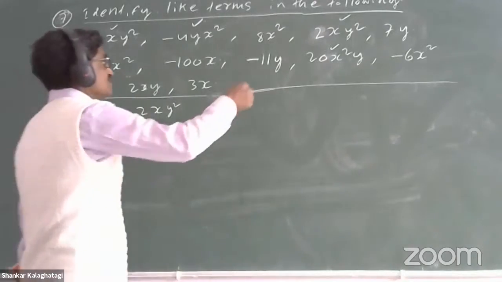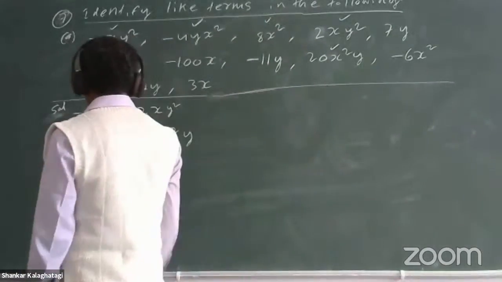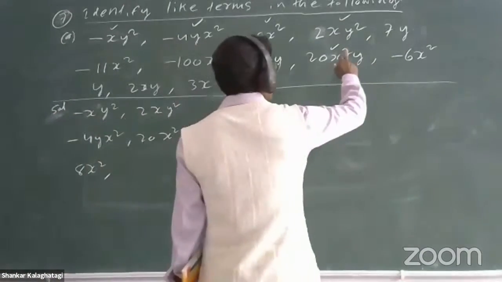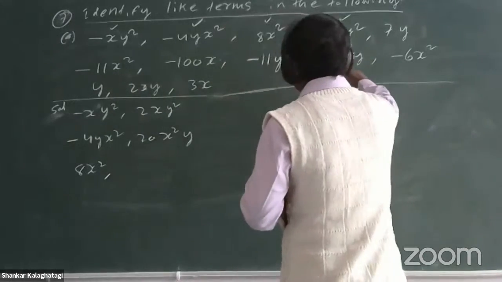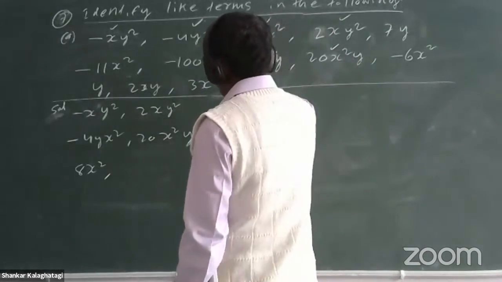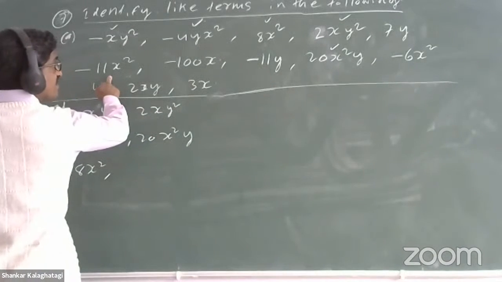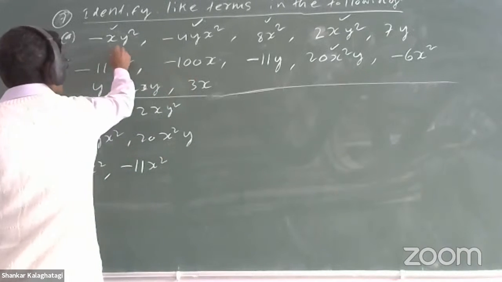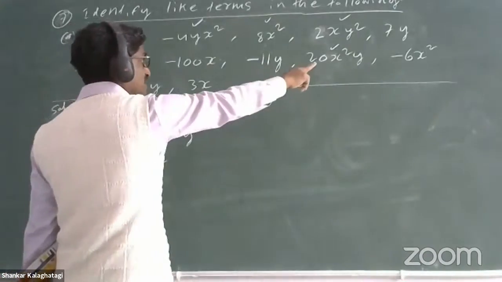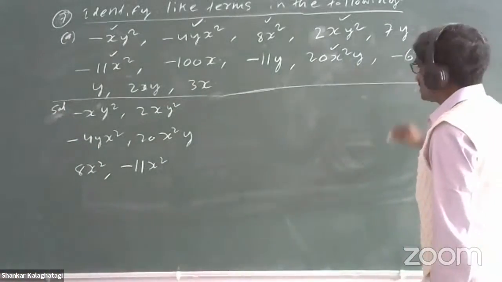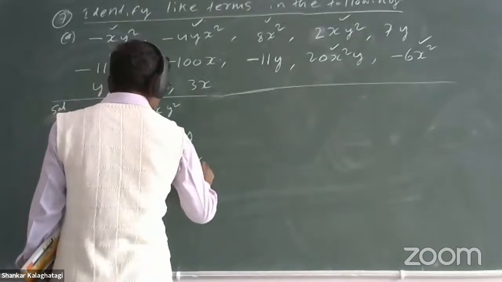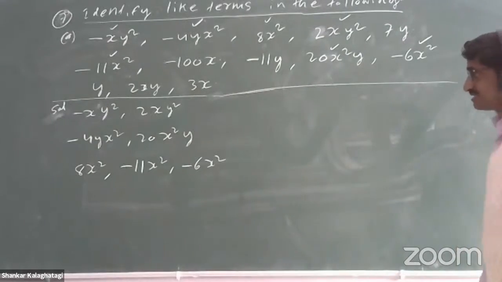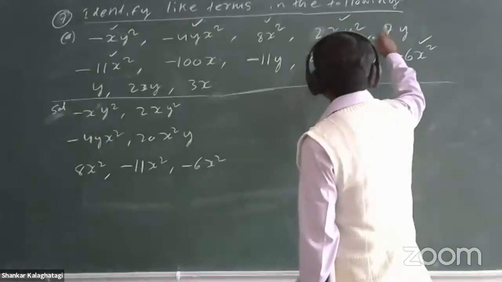Next, this one only x square, 8x square here. Minus 11x square. Second line. Minus 11x square. Is there any more x squares? Minus 6x square. Minus 6x square. Over. Only 3 are there. Okay. Next, we have finished all these.